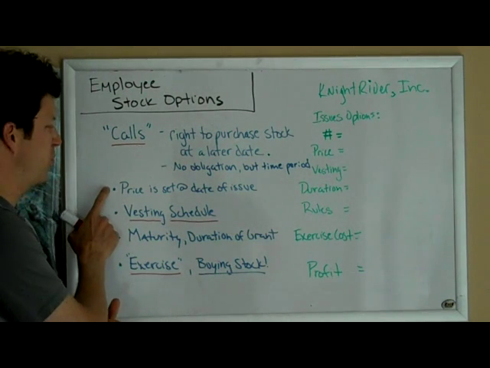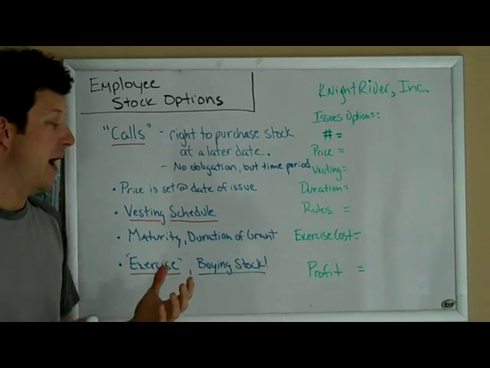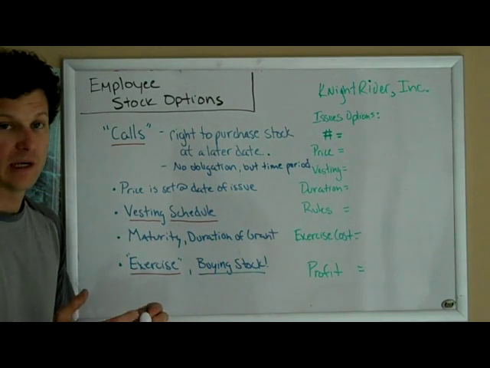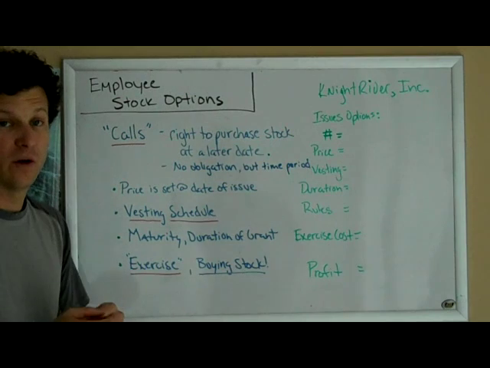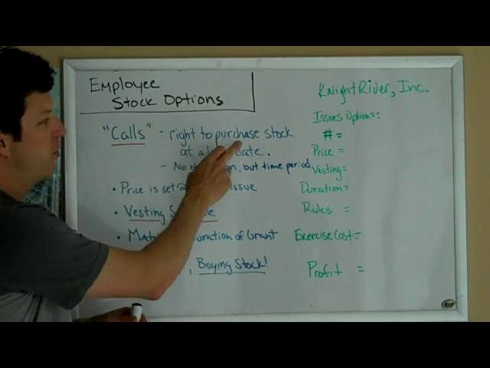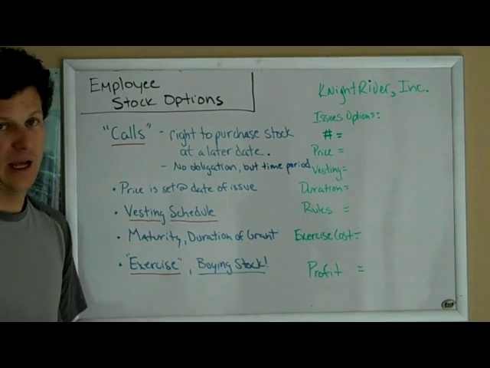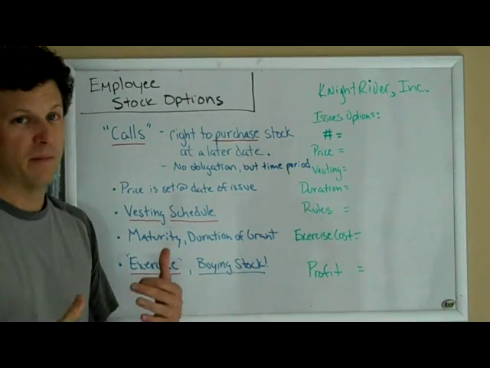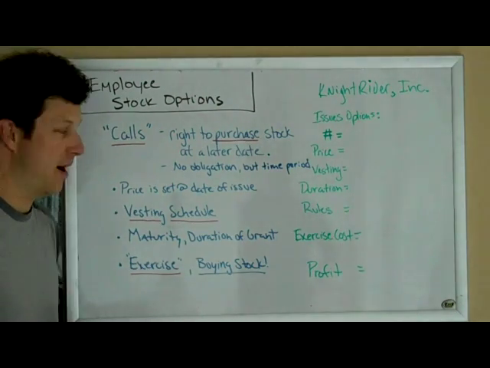The first is pricing. The price of the option is set at the date of issue, and I'll explain what that means as we do our example. But your option is going to have a price associated with it. Because remember, it's the right to purchase a stock at a later date. So if you're purchasing the stock, you have to be purchasing it for some amount of money. That's the price of the option.